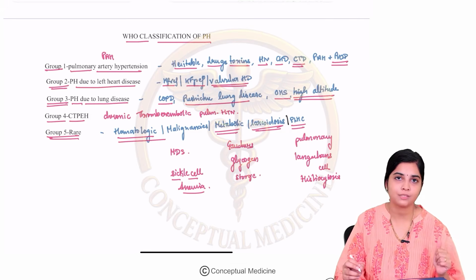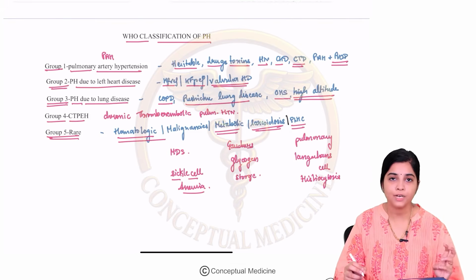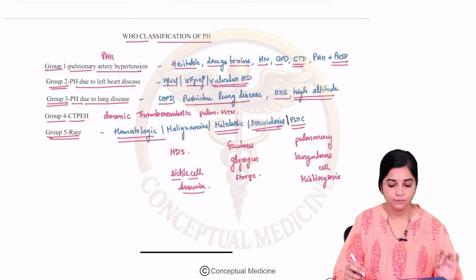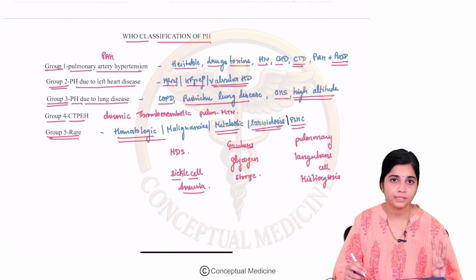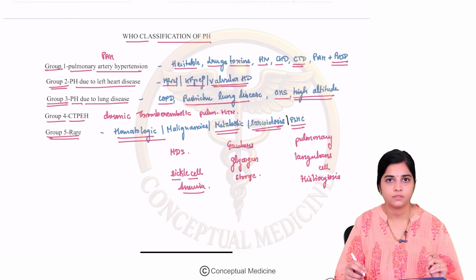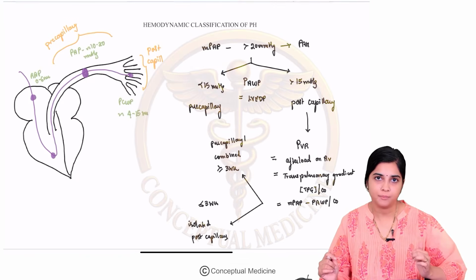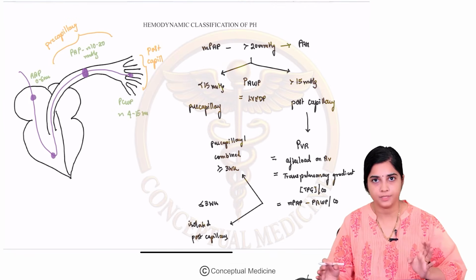Okay, so this is about the WHO classification of pulmonary hypertension. Group 1 is PAH, Group 2 is due to left heart disease, Group 3 is due to lung disease, Group 4 is chronic thromboembolic pulmonary hypertension, and Group 5 is your rarer disorders. Alright, fine. Now let us look at the hemodynamic classification of pulmonary hypertension.